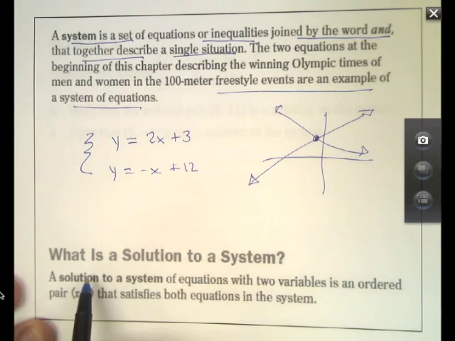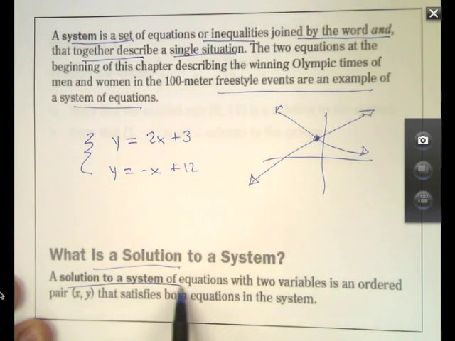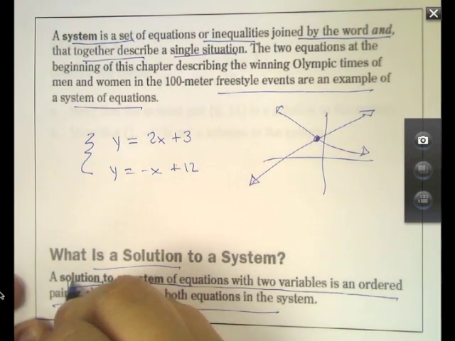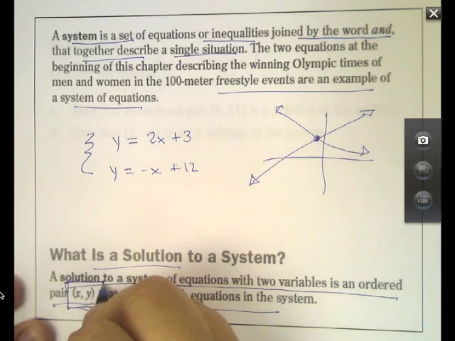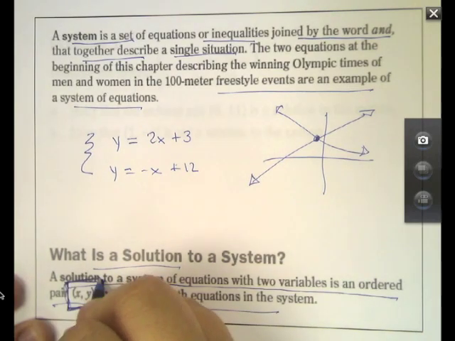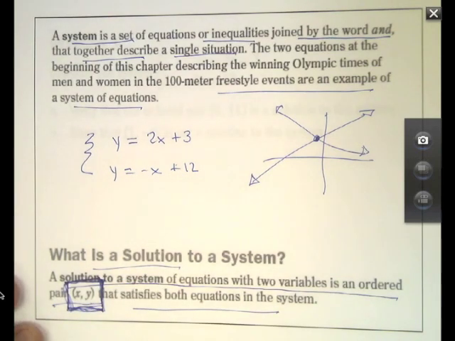The solution to a system of equations is always an ordered pair. It's your x value, comma, your y value. It's an ordered pair. Get used to that. Your answer is going to be an ordered pair: x comma y.